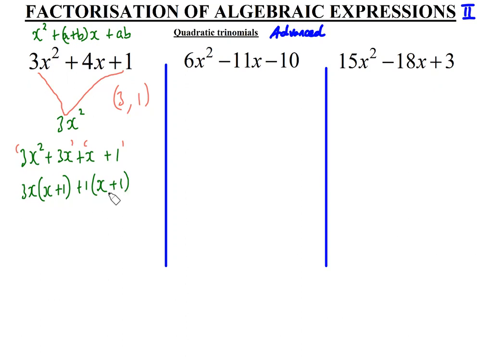Then x plus 1, x plus 1. Your two brackets here must be the same. Okay, so two brackets must be the same. So this becomes your final answer. Let's also do the same here. Let's multiply. We are going to have negative 60, 10 times 6, negative 60 x squared.